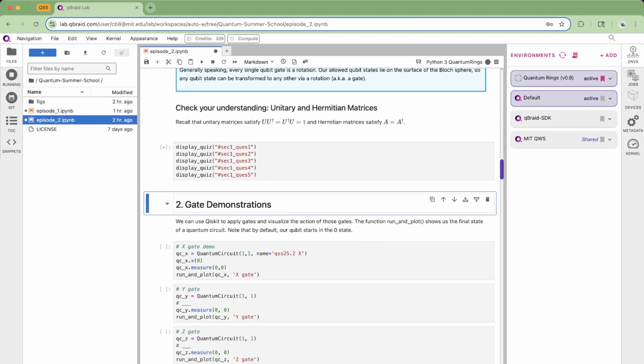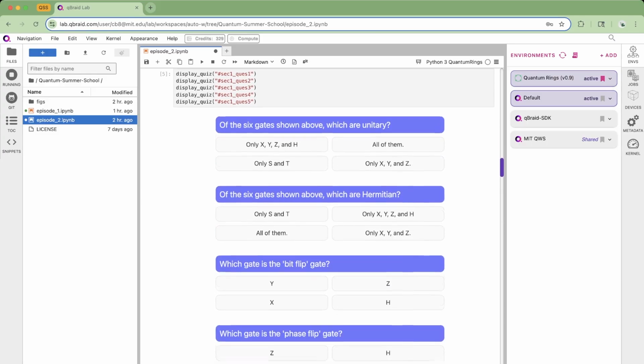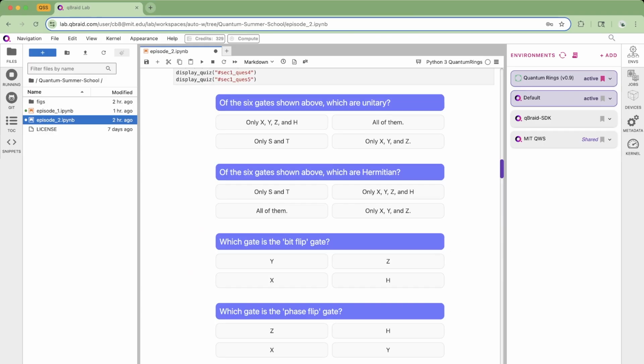Throughout the notebook, there are these quiz questions. If you see a cell that says display quiz, just run that cell, and these quiz questions will be shown here. You can try yourself and click on answers, and we'll tell you if it's correct or not. This is a good way to check your understanding of the material that we've covered so far.